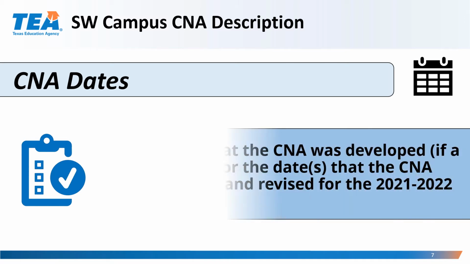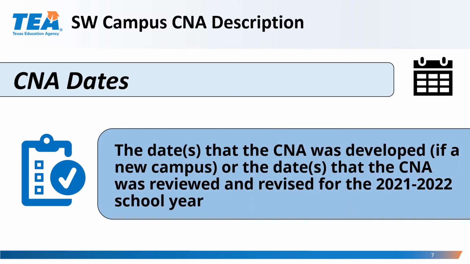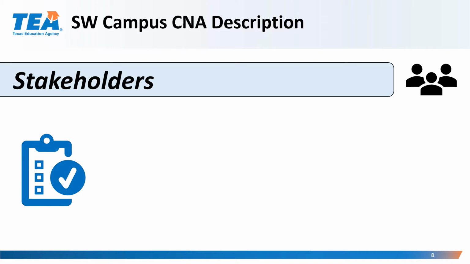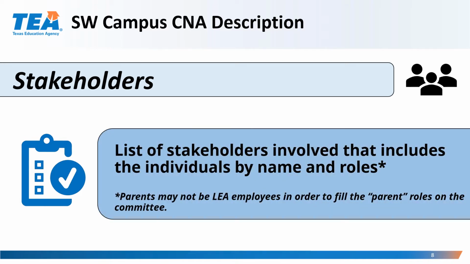CNA dates refers to the dates that the CNA was developed if a new campus, or the dates that the CNA was reviewed and revised for the 2021-2022 school year. Stakeholders refers to a list of stakeholders involved that includes the individuals by name and their roles. Please note that parents may not be LEA employees in order to fill the parent roles on the committee.